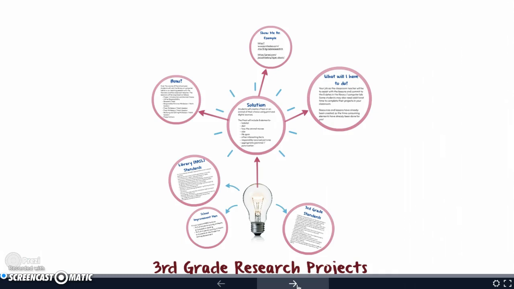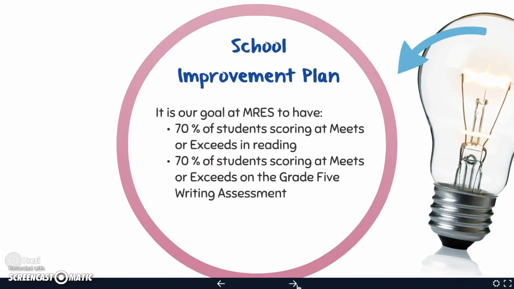Some things that we might not necessarily have time to teach in the classroom, but we could incorporate into this project. So we'll start with the standards that could potentially be covered by the project, and then we'll go more into depth about some details about the project. Our school improvement plan states that we want to have 70% of students scoring meets or exceeds in reading, and also 70% of students scoring meets or exceeds on the grade 5 writing assessment.